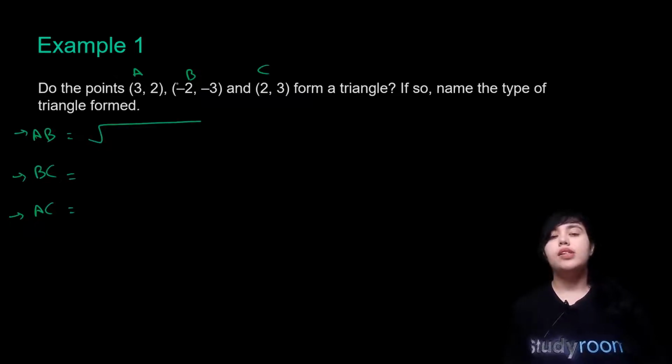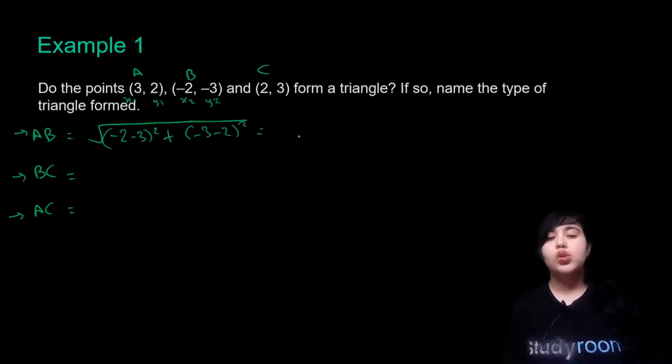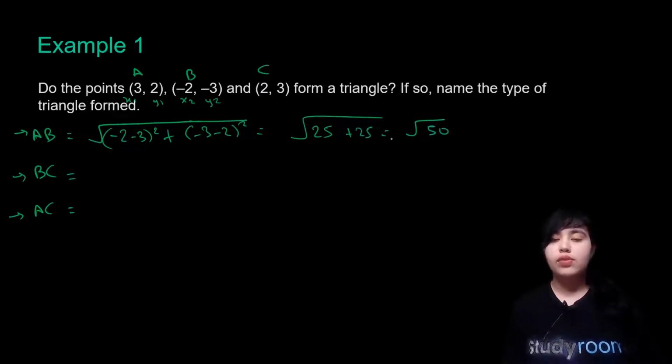So AB, take this coordinate. Let's say first we take this. Let's say this is x2, y2. This is x1, y1. Okay, so this will become x2 minus x1 whole square, which means minus 2 minus 3 whole square, plus y2 minus y1 whole square, which is minus 3 minus 2 whole square. So if you solve this, minus 5 whole square, which is 25, and this is also minus 5 whole square, which is 25. So this becomes square root of 50.